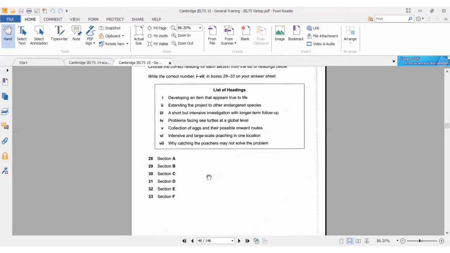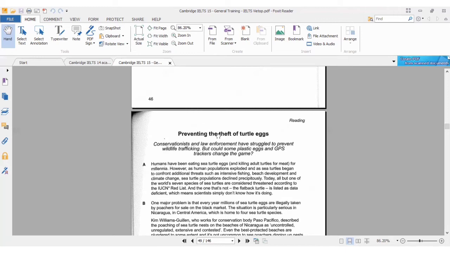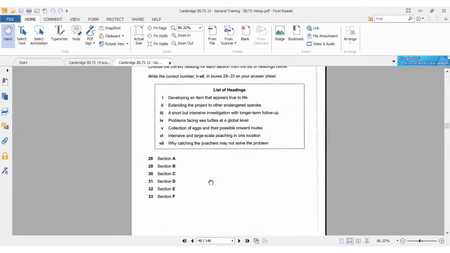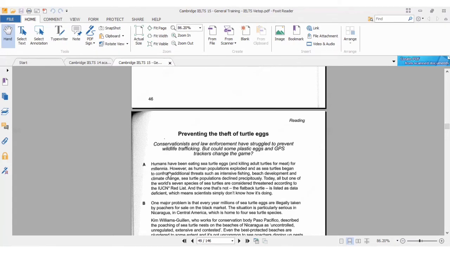Now let's go back to the box. Dangers, threats that these animals experience. See something here. It says problems facing sea turtles at a global level. Exactly what I'm doing now is what you should do. When you have summarized, the next thing you want to do is compare what you read here and what you are seeing in the box. Are you sure they are the same? Now, let's come back. It says, as sea turtles began to confront additional threats such as intensive fishing, sea turtle populations declined precipitously. Today, all but one of the world's species are considered threatened. So this is what they are facing. Can you see that word threats? And you see all but one of the world's seven species. It means that all the species in the world, except one, are threatened.